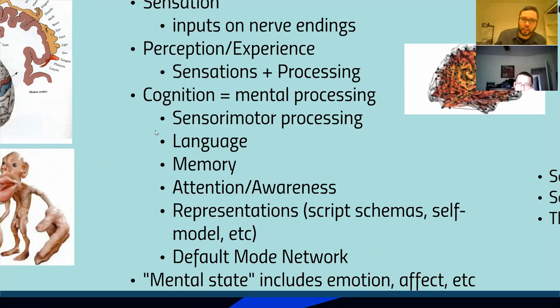Right? So if I think about raising my hand, I can have the thought, I want to raise my hand, and then I actually raise my hand. Somehow that thought triggered my muscles to contract so that I end up raising my hand. That relationship between what my brain is doing and what my behavior is, is sensory motor processing. Action.